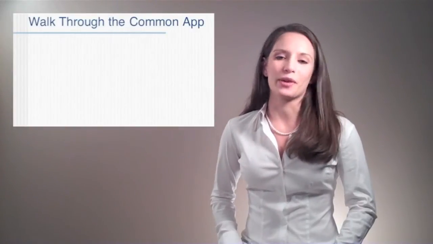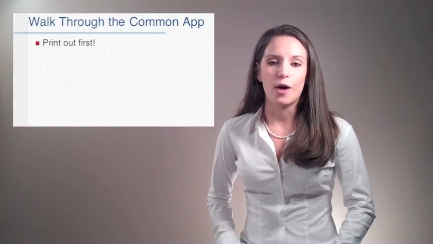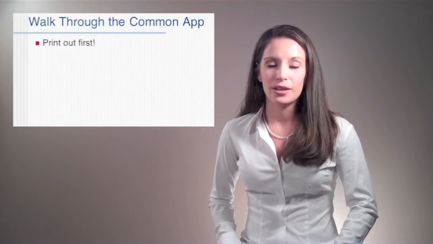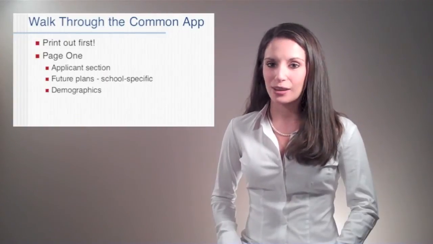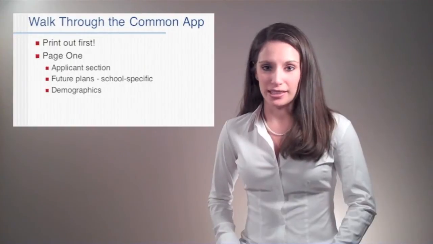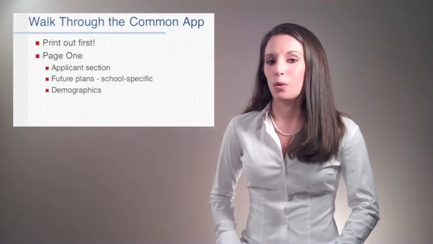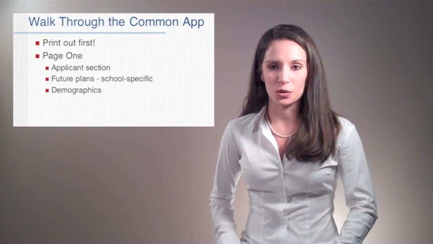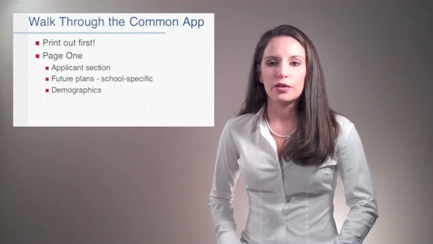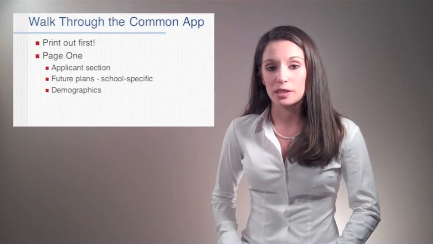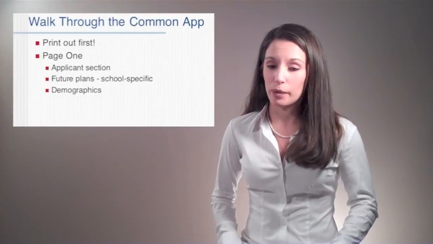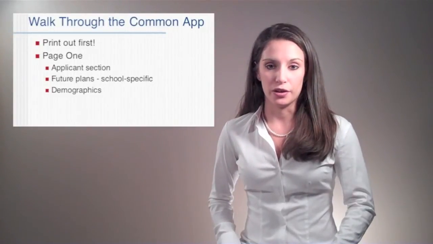So let's take a walk through the Common App. Print it out first. Google Common Application and print it out. Now, once you've printed it out, let's take a look at page 1. Page 1 is pretty basic. It's the applicant section. It's basically what's your name, phone number, address, that sort of thing. However, it gets more detailed pretty quickly. It asks for your future plans, and they're school-specific. The schools that you're applying to, and perhaps, depending on the school, what you'd like to major in there.